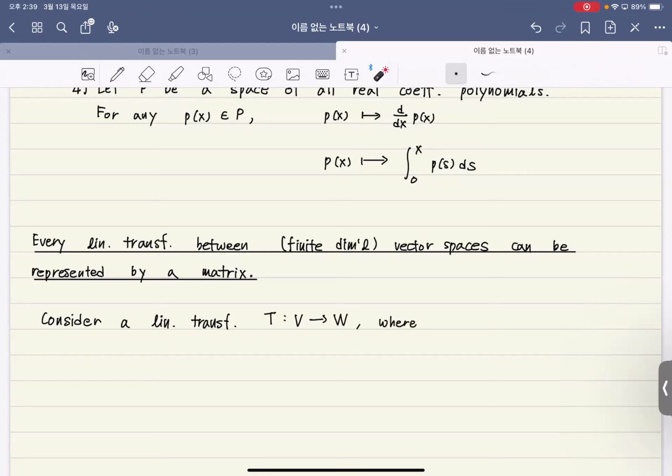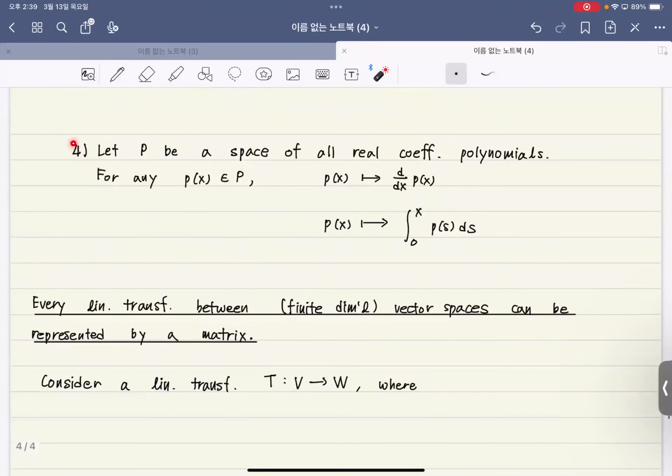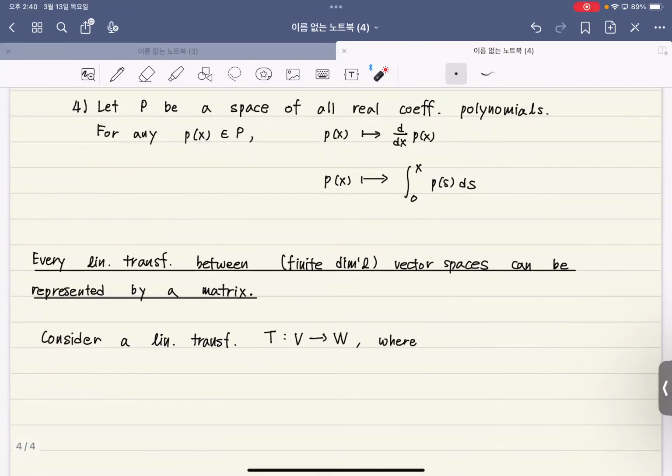By the way, representing a linear transform by a matrix is only possible for finite dimensional vector spaces. So for instance, the last example, the space of all real polynomials, is not a finite dimensional vector space. So the derivative and antiderivative cannot be represented by a matrix. So I have to also point out that this is only true for finite dimensional vector spaces.